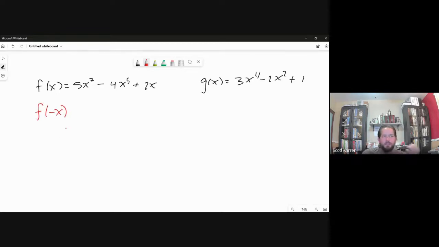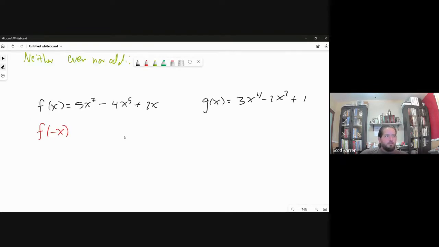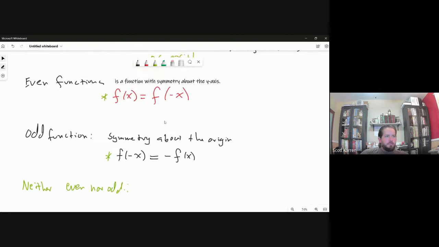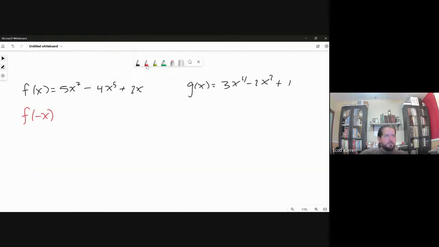Right? If I get the same function back out, then it was this case. If I plug in negative x into f and I get the same function back out, then this thing was even. But if I plug in negative x into f and I get the opposite of the function, or just a negative that's been dragged through the function, then it's odd. So we're going to see what happens in each of these.